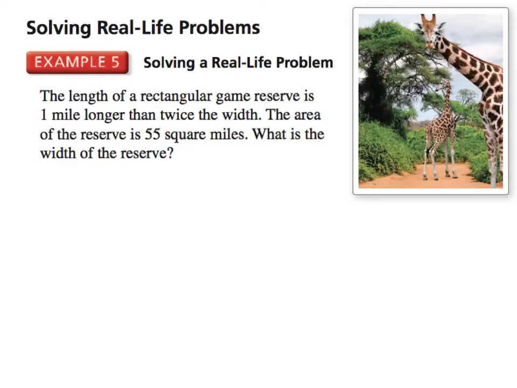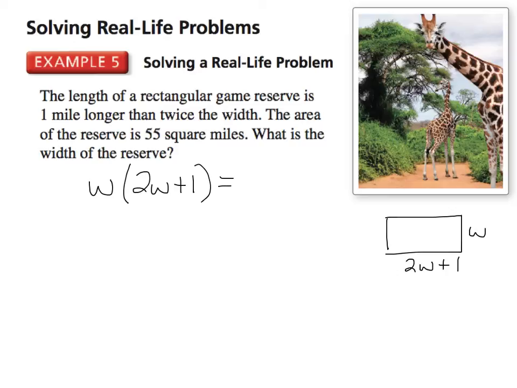Well, we have a reserve. Let's draw a picture. The length is 1 mile longer than twice the width. So let's say the width is W. Well, the length is going to be 1 mile longer than twice the width, so that would be 2W plus 1. Since we're talking about area, we're going to take length times width. Well, length times width would be W times 2W plus 1. And that area would give me 55 square miles. And right off the bat, you have a quadratic equation.